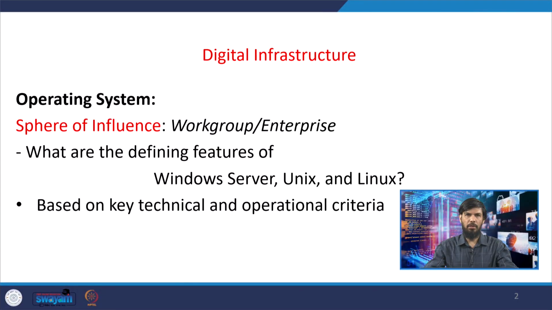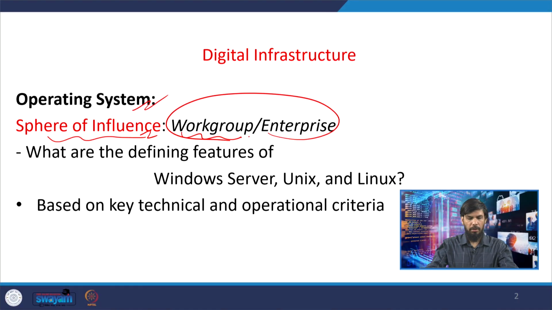Next point about operating system that we are discussing: we completed the individual or single user case. Now we are talking about the operating system in this particular setting, sphere of influence, when it is work group or enterprise. What are the defining features that we can look at? The popular operating systems in this category are Windows Server, Unix and Linux.